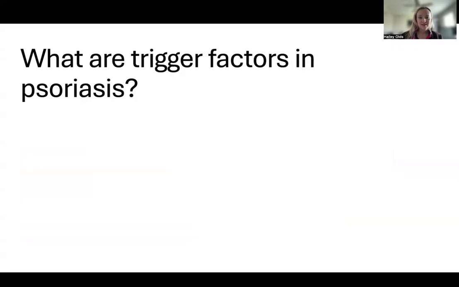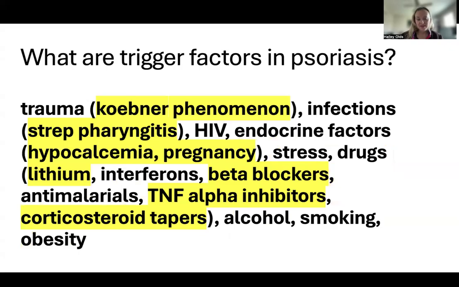What are triggers in psoriasis? So things that can bring psoriasis on. So trauma, it does have the Koebner phenomenon. Infections like strep pharyngitis, that's especially with guttate. HIV, certain endocrine factors like hypocalcemia and pregnancy, stress, certain medications. So the TNF alpha inhibitors are important because they can be used to treat psoriasis, but they can also induce psoriasis, and I've seen this before.